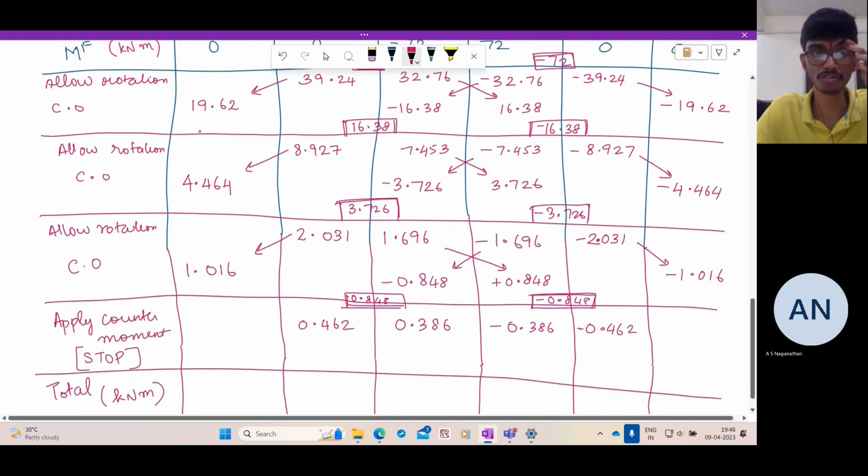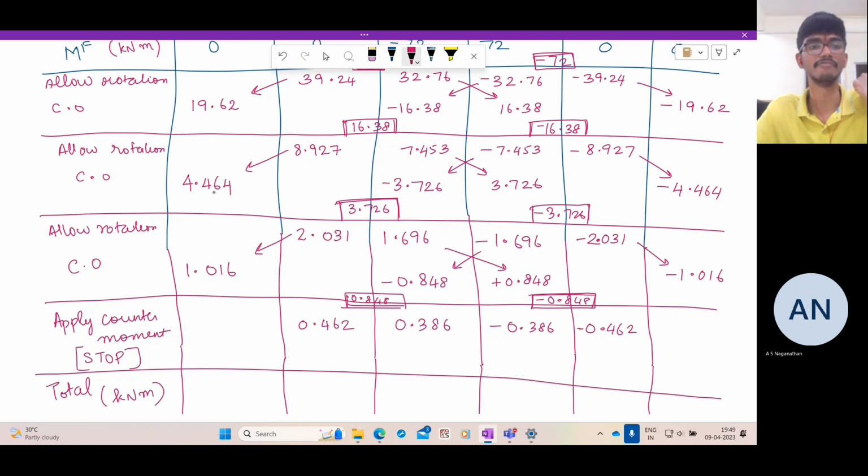0 plus 19.62 plus 4.464 plus 1.06. So these two you get 4.48. 4.48 plus 19.62 is just, so 0.62 plus 0.48 is 1.1. 19 plus 4 is 24, 25. So 25.1.